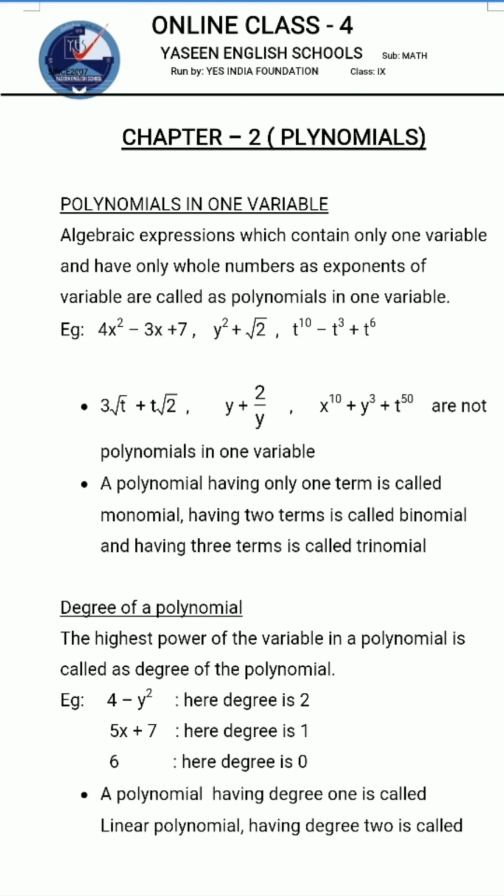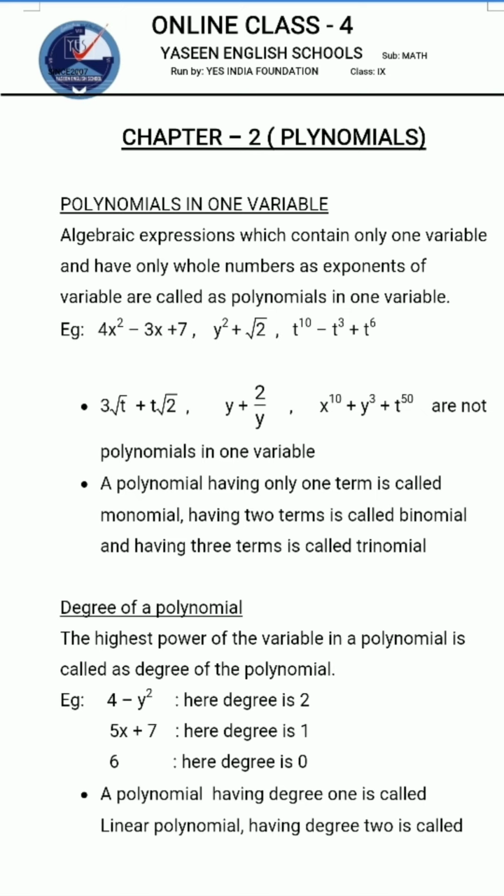Do all of you know what whole numbers are? They mean 0, 1, 2, 3, 4, 5, 6, etc. There should not be a decimal or fraction as the power or exponent of the variable. Look at the examples. First example, 4x square minus 3x plus 7. There you can see only one variable, x. x is coming in two places, but it is only one variable. Don't think there are two variables.